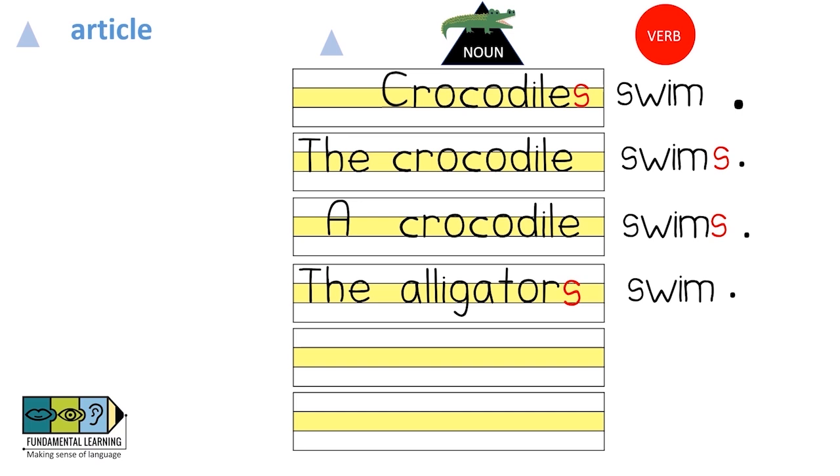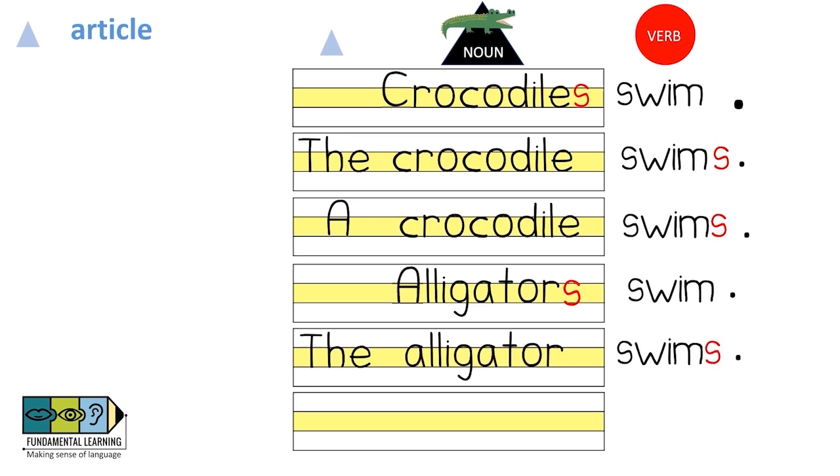Now, what about alligators? Alligators can also swim, so I could say the alligators swim. I could take away that article or that determiner and just say alligators swim, and that could be a complete sentence. I could say the alligator swims. Again, on that verb, I need that suffix s. The alligator swims. A alligator. A alligator swims.